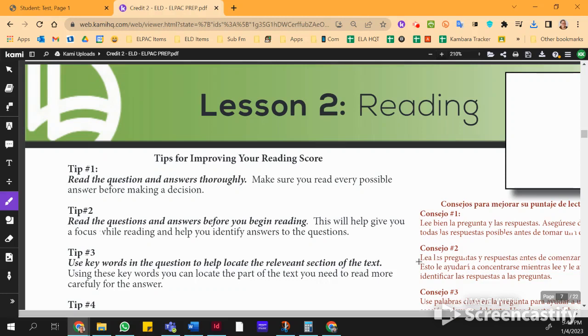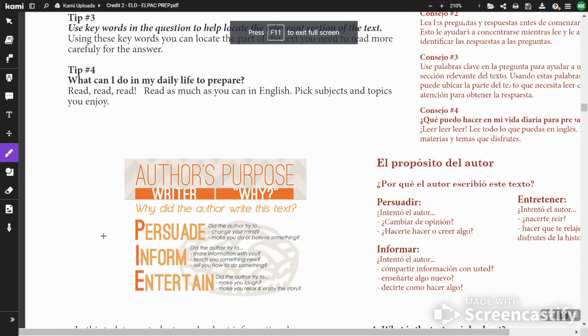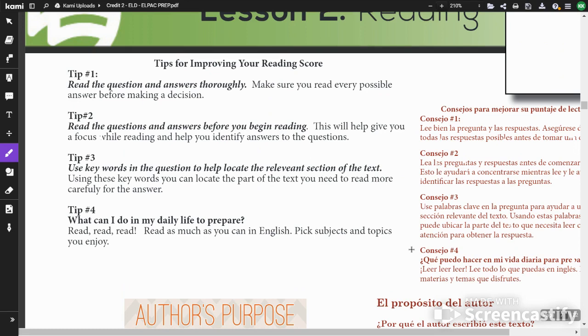All right, so we're going to focus on page 7, which talks about reading. So lesson 2 on reading, we're going to first look at some tips for improving our reading score. Then we're going to have a little refresher about author's purpose. And then I'm going to let you do your practice where you read and then we answer the questions.